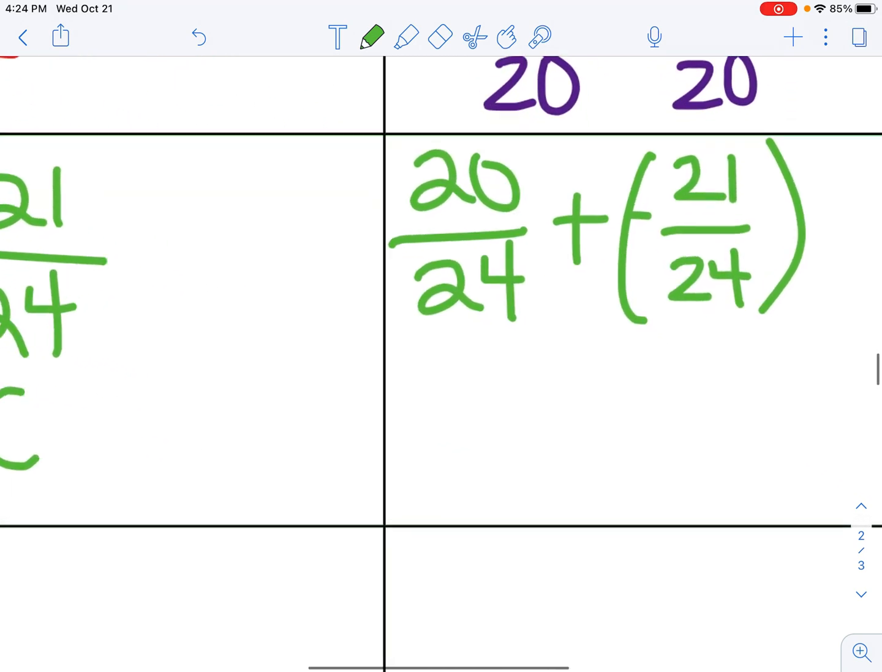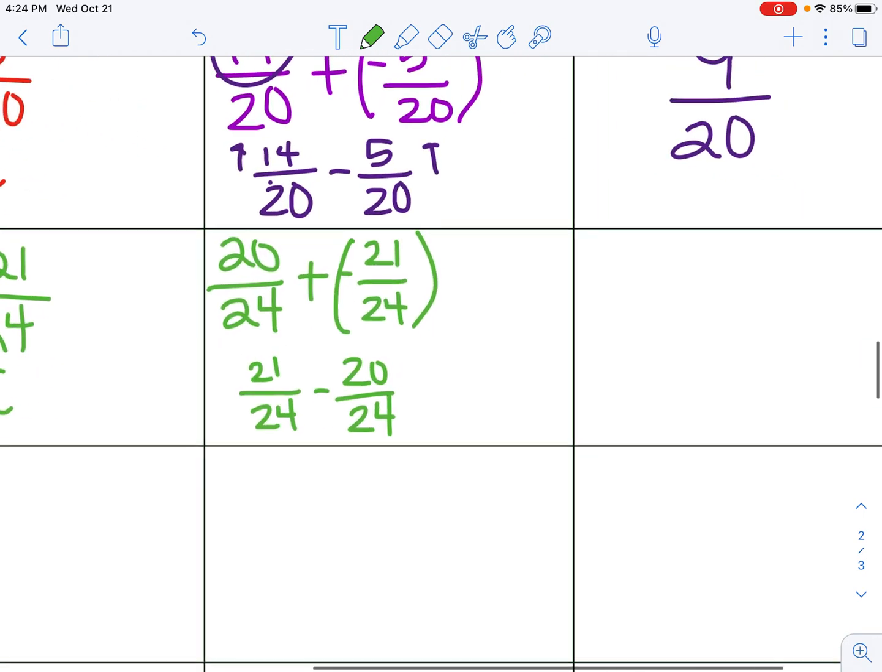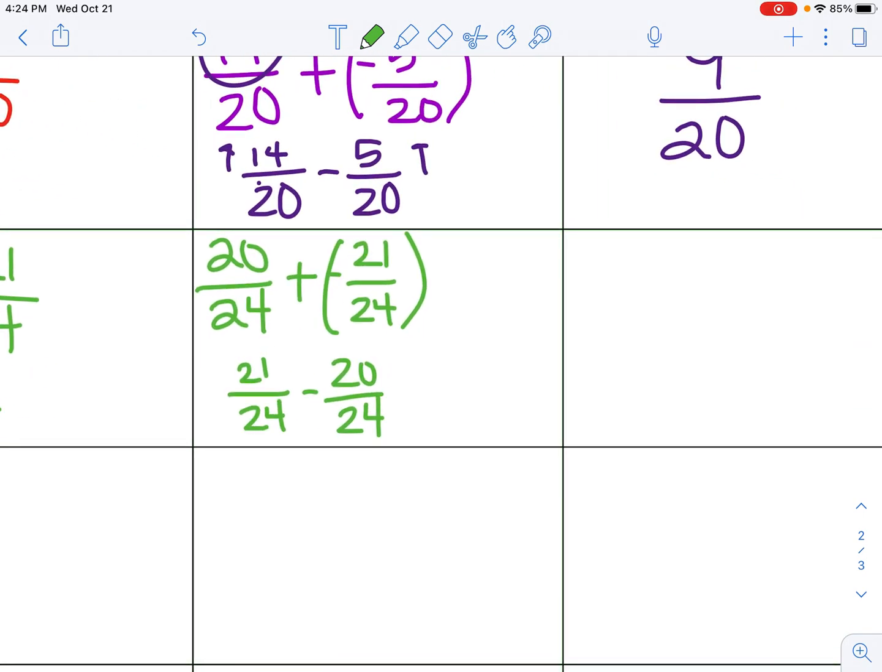Now I have a positive and a negative, so I'm going to subtract my numbers. 21 over 24 minus 20 over 24. Subtract the numerator. 21 minus 20 gives you 1. Your denominator stays the same, but is this answer positive or negative? Which number is bigger, 20 or 21? Right, 21 is bigger and 21 is negative, so this is a negative 1 over 24.